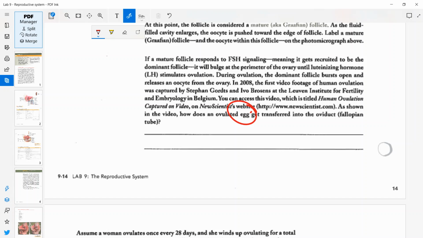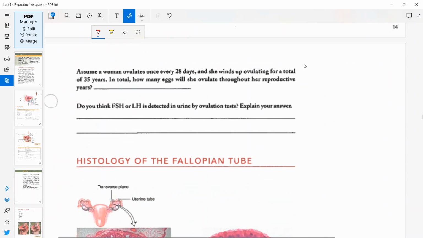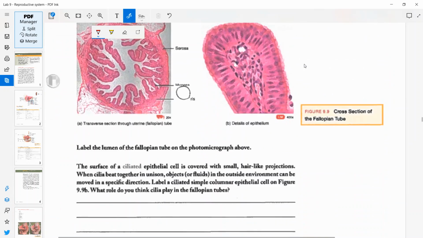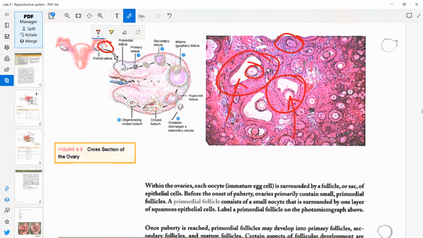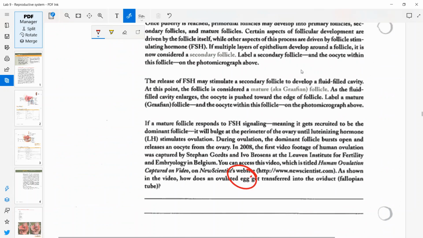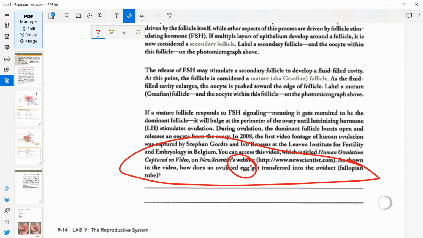So, fallopian tubes have, at the ends, I don't know if we can see that here. No, not an anatomy part, but basically secondary oocyte is transferred into the oviduct by synchronous beating of cilia at the end of the fallopian tube.